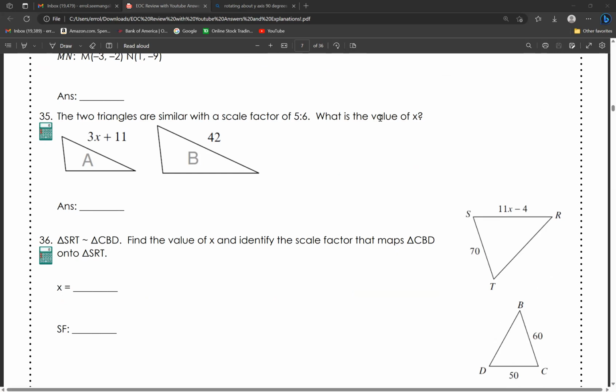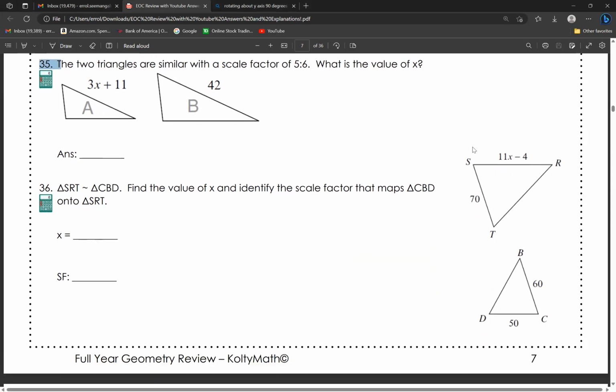Two triangles are similar with a scale factor of 5 to 6. What is the value of x? For 35, just set up your ratios. 36, find the value of x and identify the scale factor that maps CBD onto SRT. Same thing, set up your ratios. 35, 36, set up ratios.